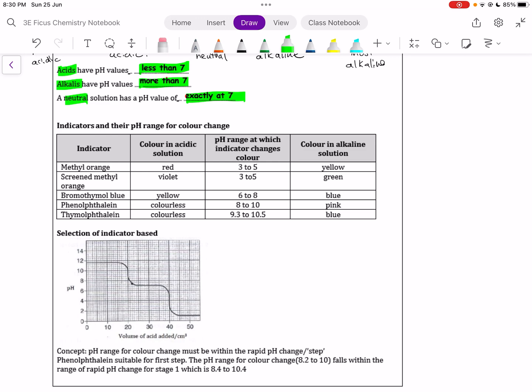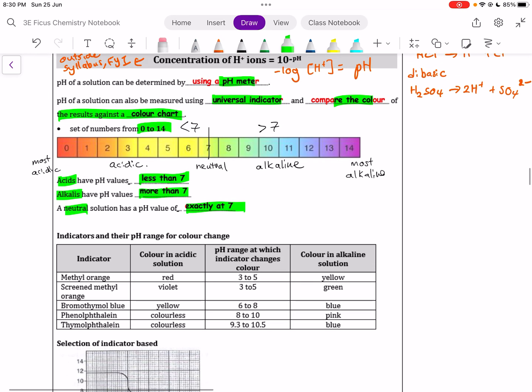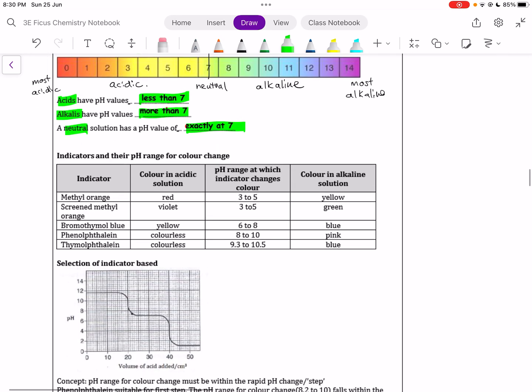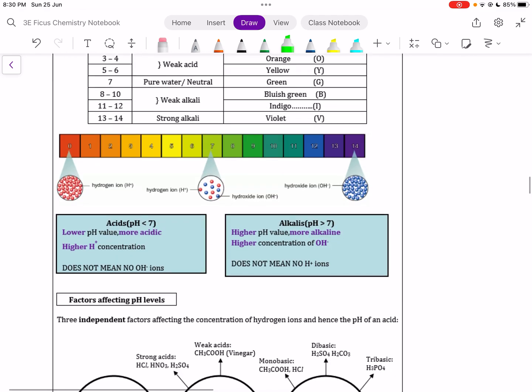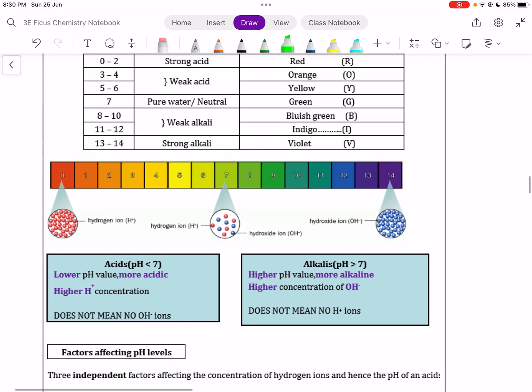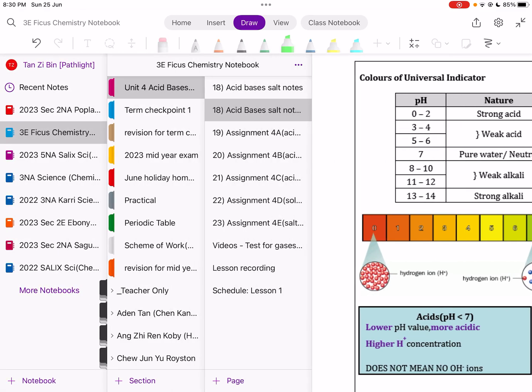Then you also have the indicators as well as their pH range. Maybe I can pause a while and let you have a look at what a universal indicator is, because that one actually shows a lot of colors. The colors of the universal indicator are here. I will just let you have a look.